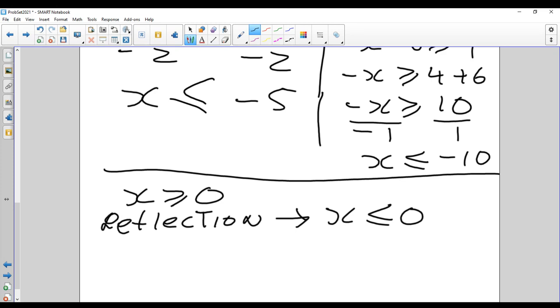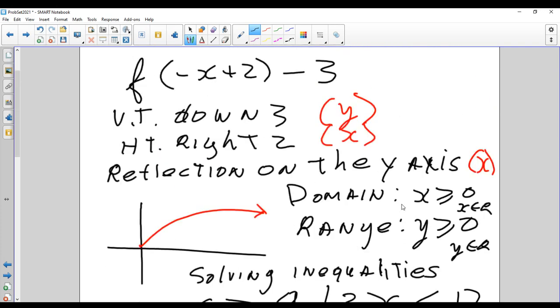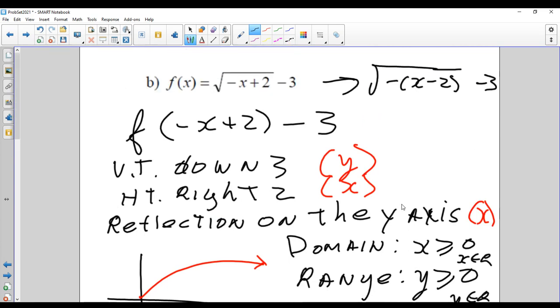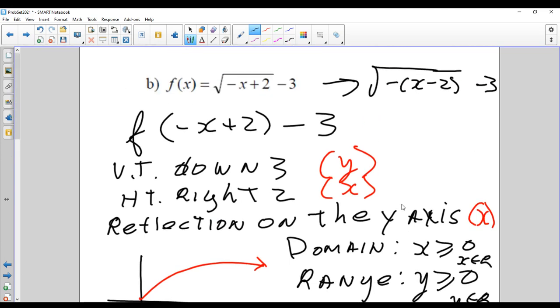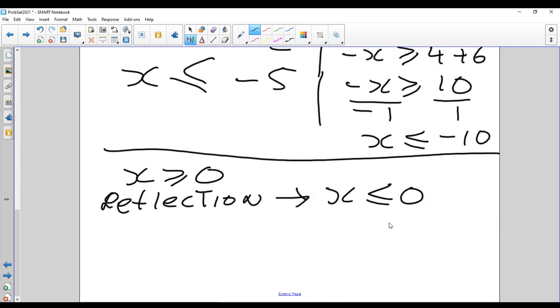Now we have to deal with what other thing affects the x again? Let me scroll back up. What else affects the x again? Anybody? Tell me something else that affects the x. Come on. Yes, Triash. And how does it affect the x? You add 2. So x is not just less than 0.